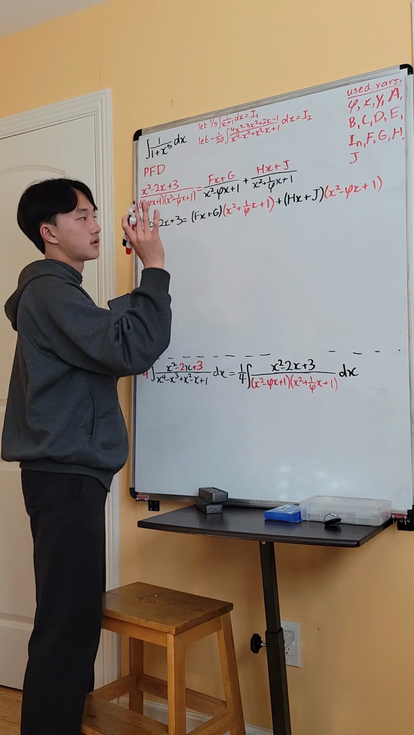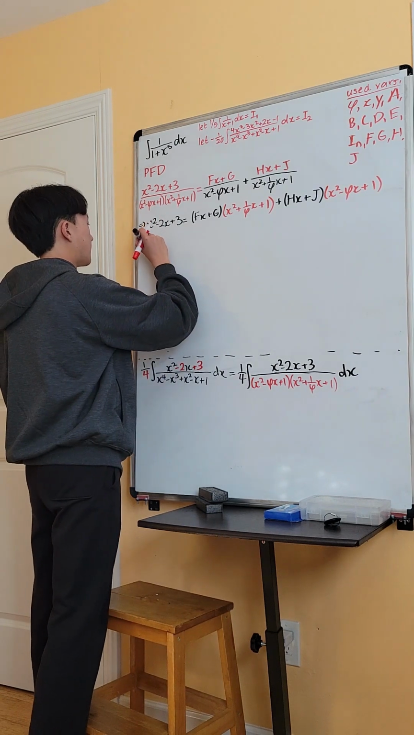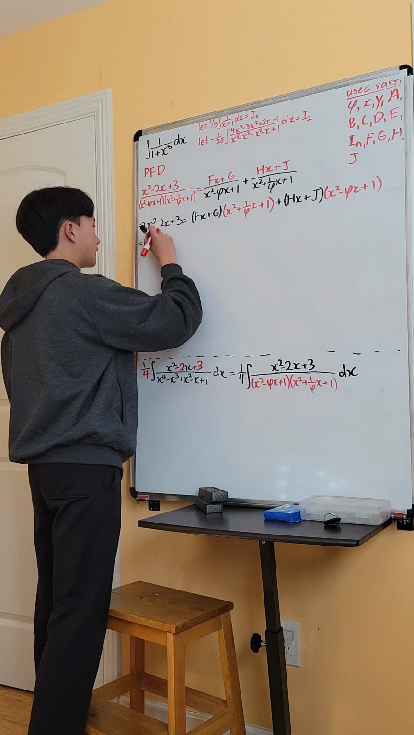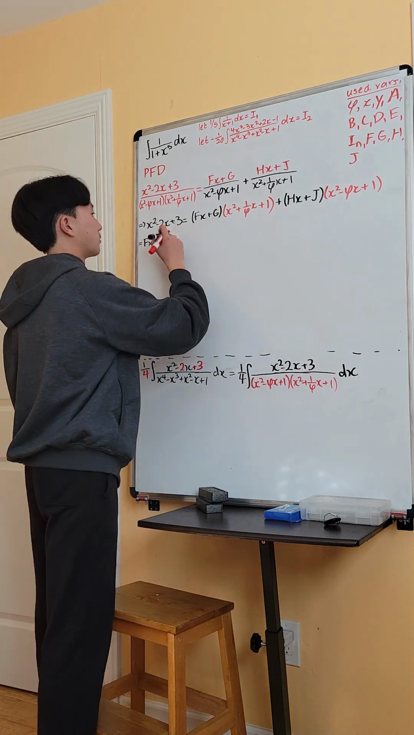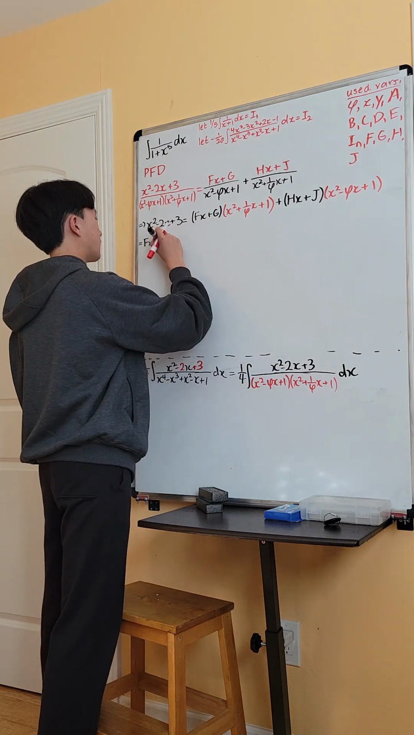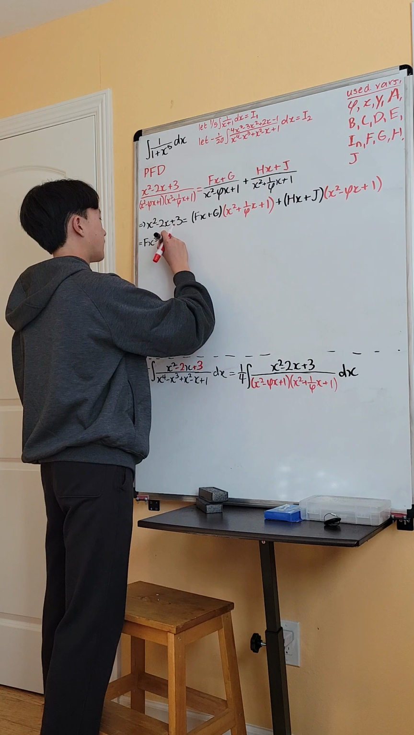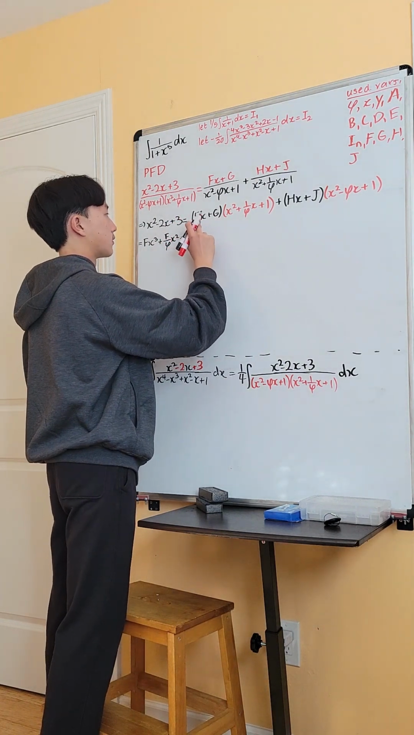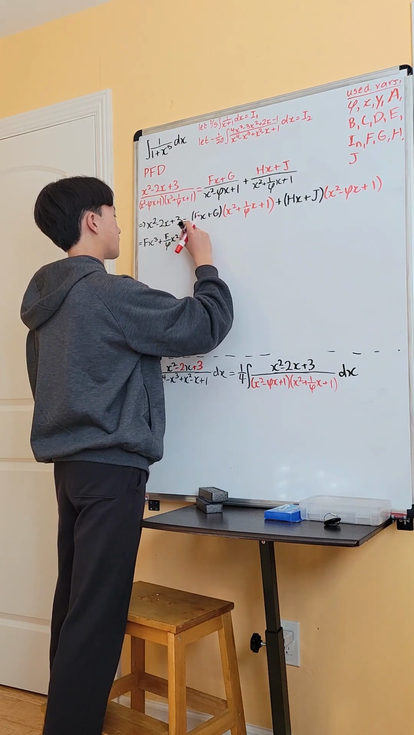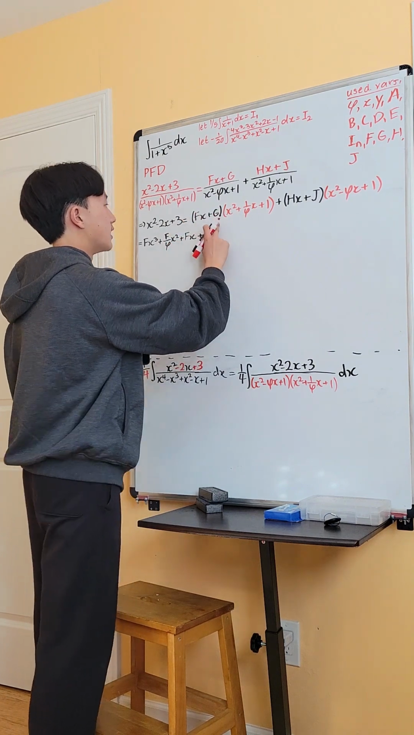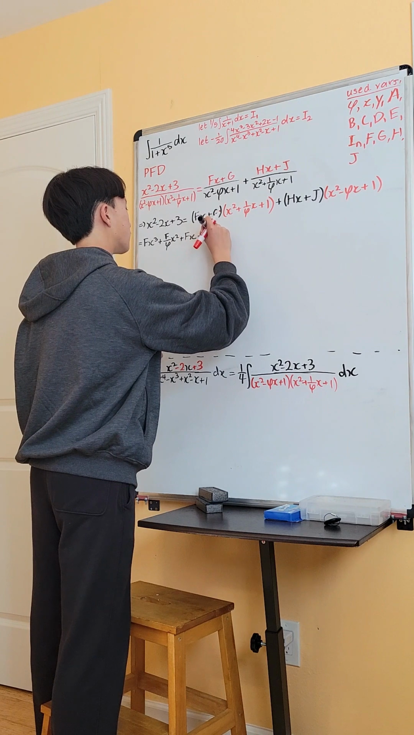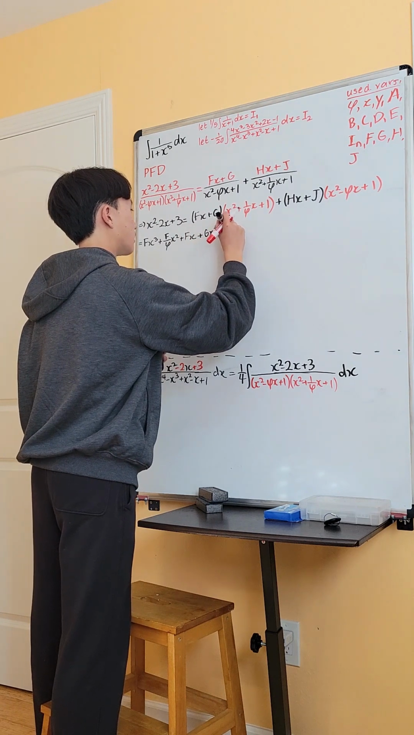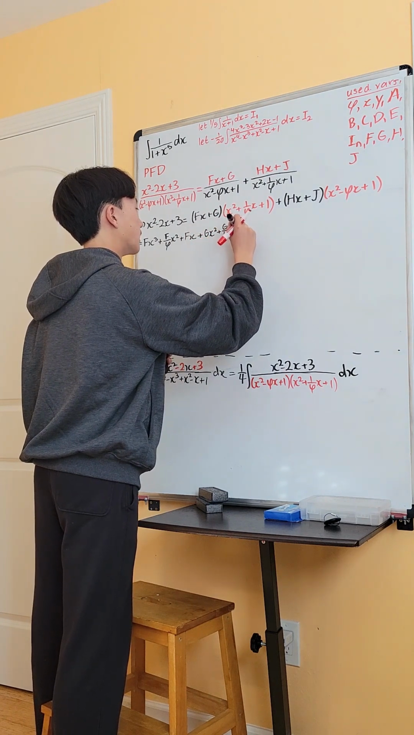Let's just do this manually. fx times x squared, we get fx cubed. fx times plus 1 over 5x, we get f over 5 x squared. Then plus fx times 1 is just fx. Now time for g: gx squared plus g over 5 x plus g.